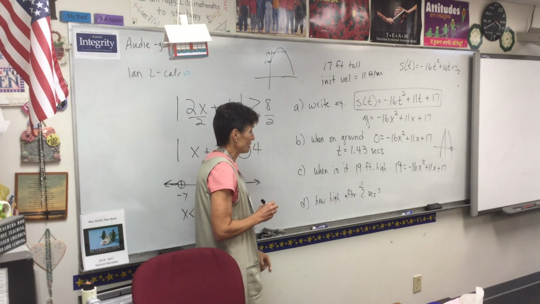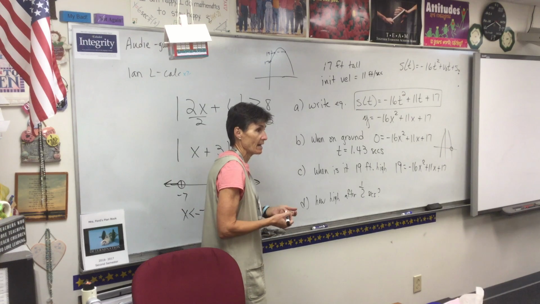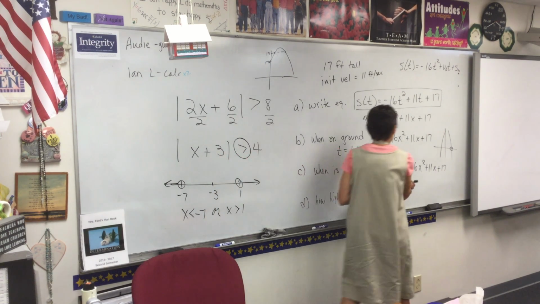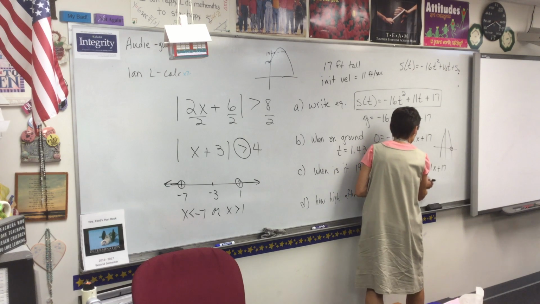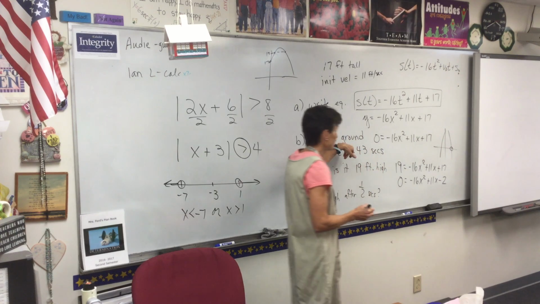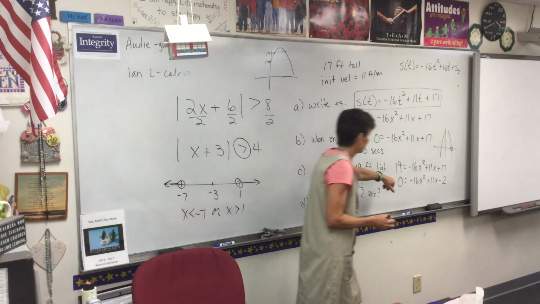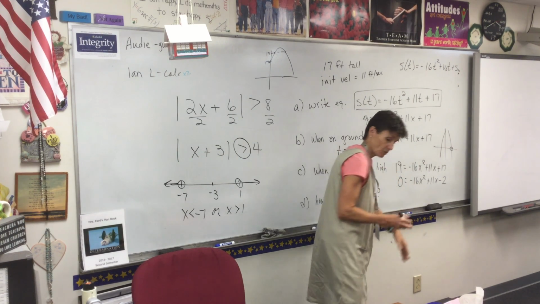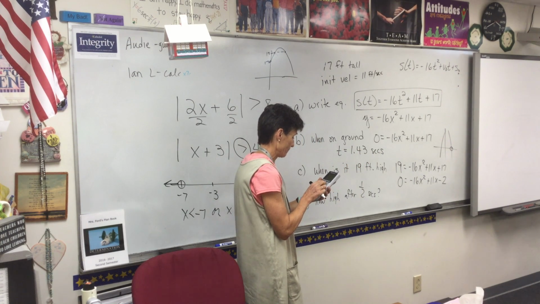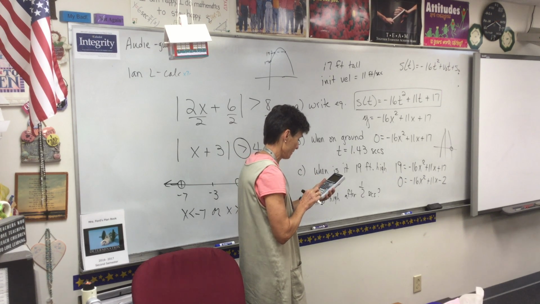What do I do to go forward with this now? Subtract the 19. You got to get it set equal to 0. And then you're going to do exactly what you did with this one. You're going to type that in and you're going to see what the zeros are. Oops. First I have to type in that equation.